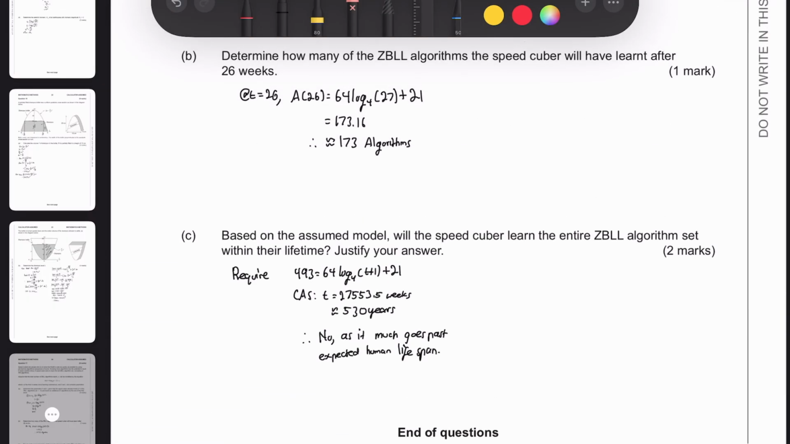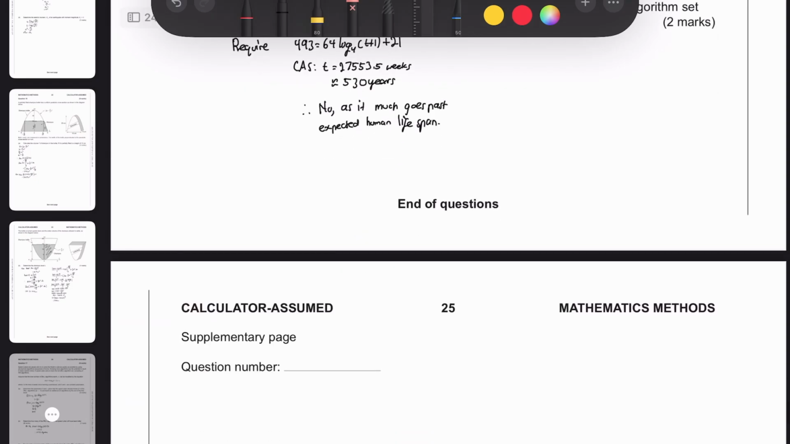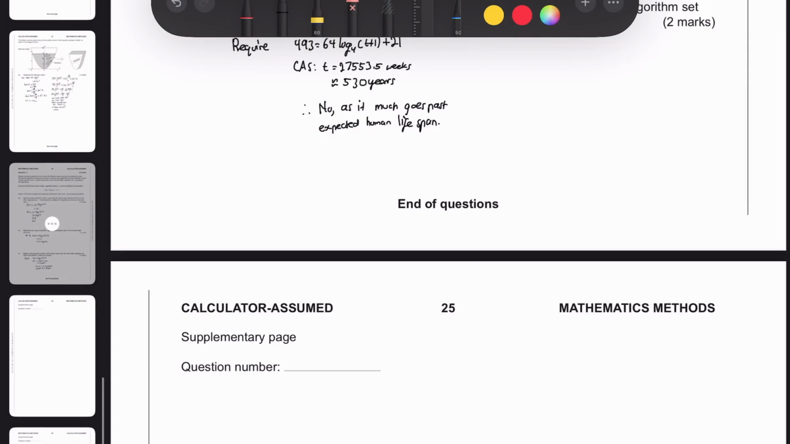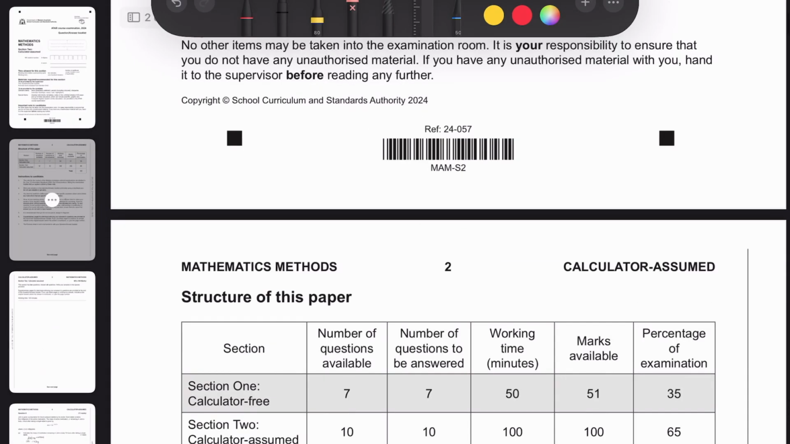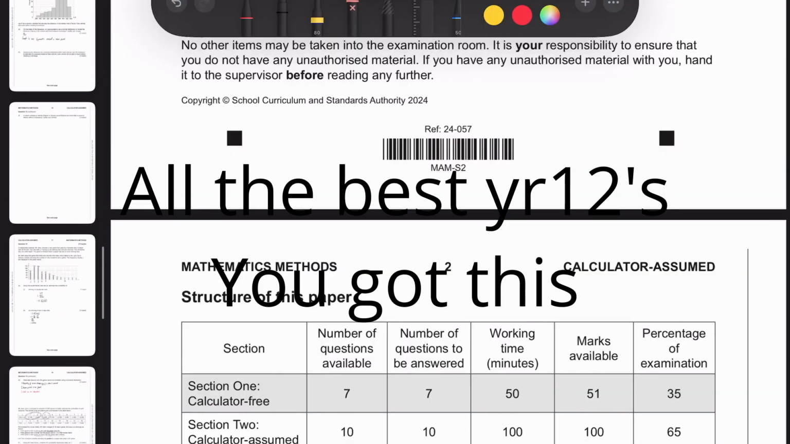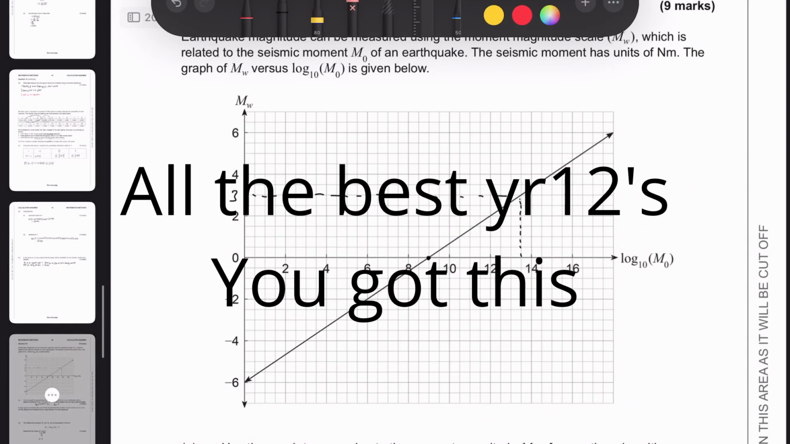Let me just check that this is correct. Yeah, 528 years. Alright, so that is the end of the calculator assumed section. I think there's nothing else much to do. Alright, then good luck to everyone taking that 2025 exam. Goodbye.